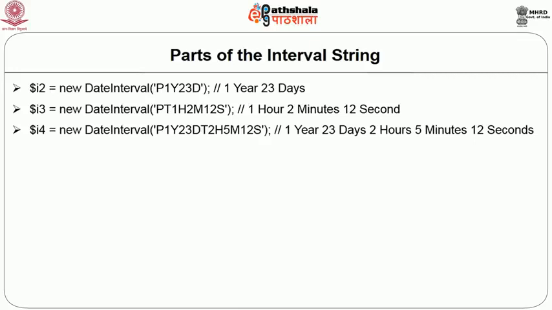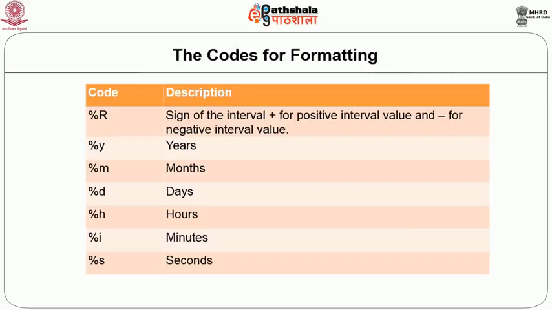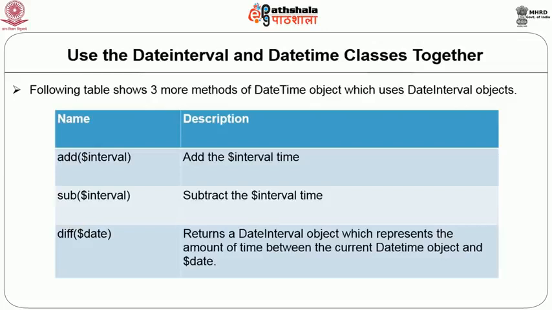To display an interval, the format function is used, and it has the following syntax. The codes for this are %R for the sign of the interval, %Y for year, %M for months, %D for days. In the same way for hour, minute and second it is H, I and S. This is one example, so that will represent that way. Now you can use DateInterval and DateTime classes together, and these are some functions that will be helpful: add to add the interval time, sub to subtract the interval time, and diff to find the difference.